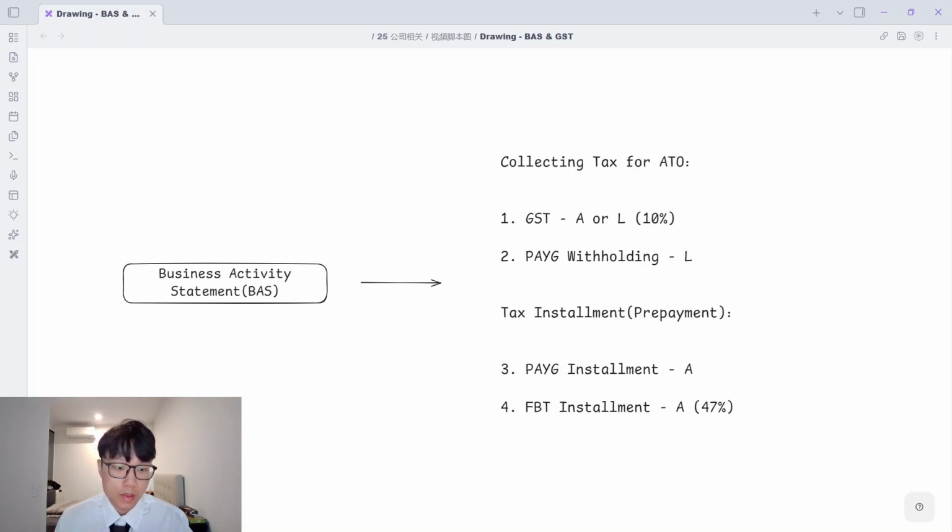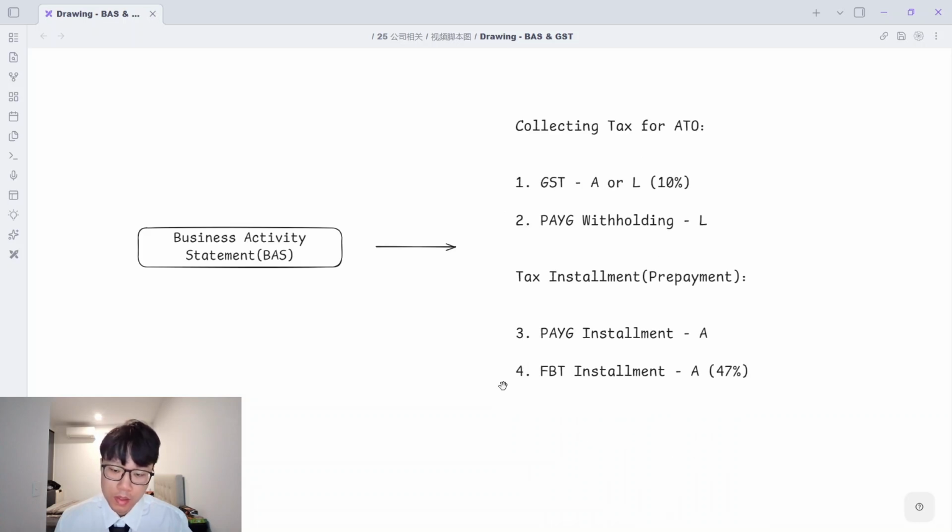Then let's talk about the BAS report, business activity statement, including those 4 main categories. If it's a smaller business, it probably doesn't have FBT. So the first one is the GST and PAYG withholding. I would call it as we're collecting tax for the ATO.